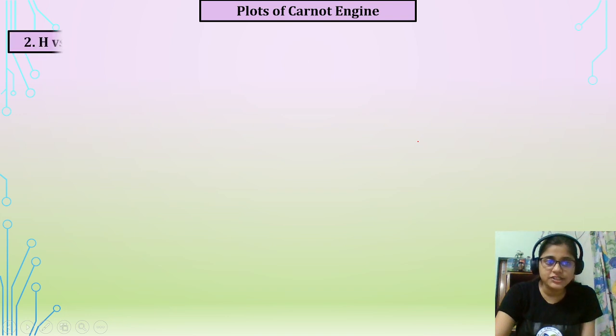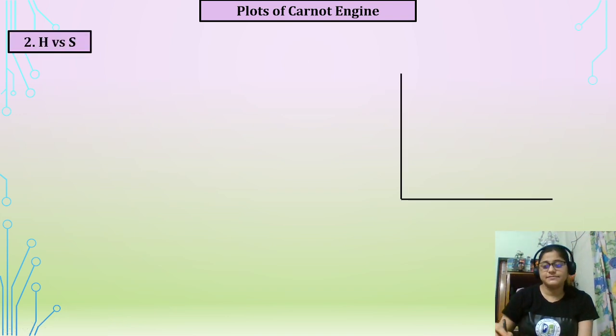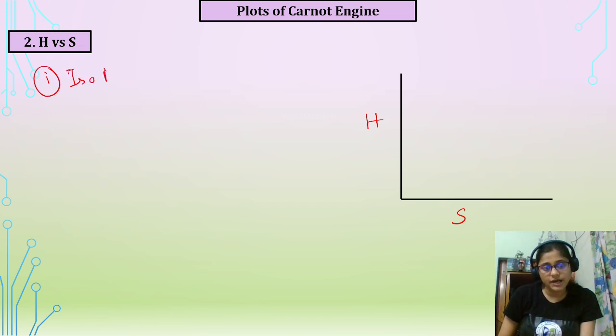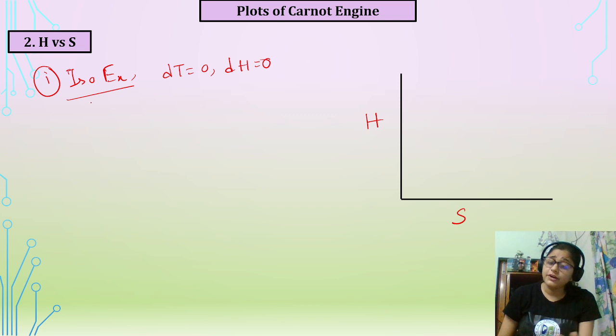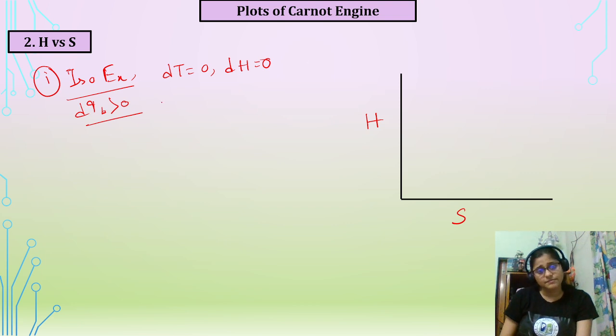Okay. Next, H versus S. H is here, S is here. So first is isothermal expansion, right? And here isothermal expansion. Okay, dT is 0, delta H will be 0. And S, we know in the first step Q1 is positive, delta Q is positive. It is absorbed. So delta S will be positive or increase.